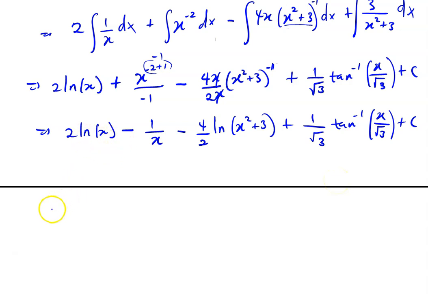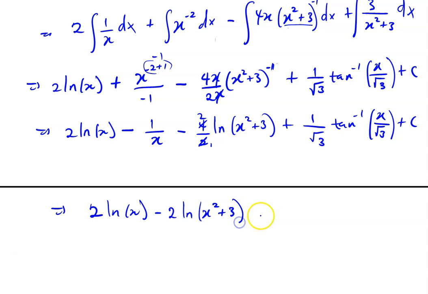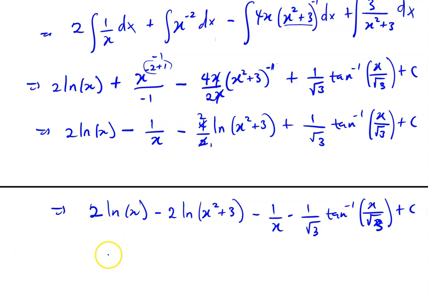So with this, I've already simplified it and I can rewrite it again so that it will be nice. So this one goes here, 2. Let me send all the ln to one side. 2 ln x minus 2 ln x squared plus 3 minus 1 on x minus 1 on root 3 tan inverse of x over root 3, sorry, plus c. So here you can use the log rule.